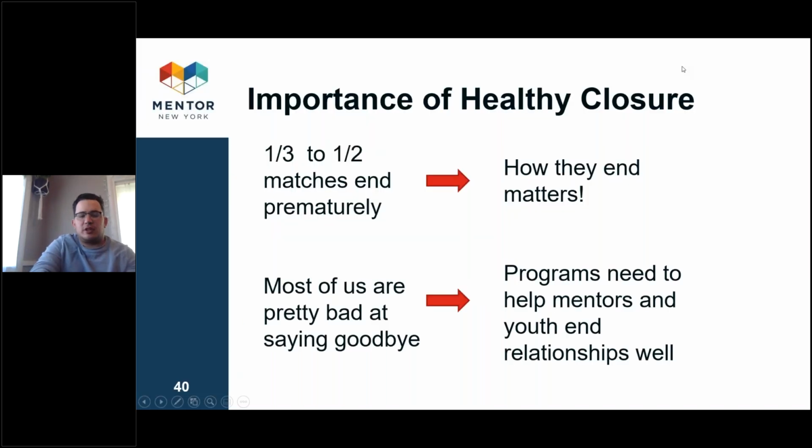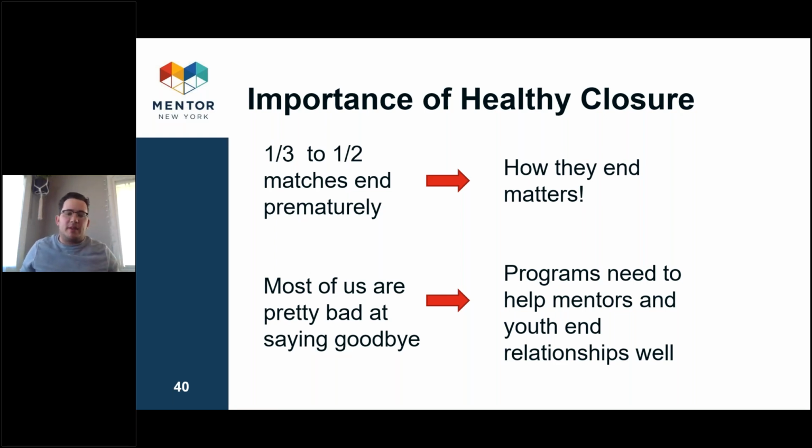So the last official standard is closure. A lot of matches end prematurely. This doesn't mean it's always something tragic where you have to fire a mentor. Sometimes a family moves away, or the mentor gets a new job where they just can't do it anymore. But a lot of matches end prematurely, a third to half of them. And so how they end really does matter, right? We want to make sure that if that premature ending does happen, we're providing the support to make that ending as untraumatic as possible.